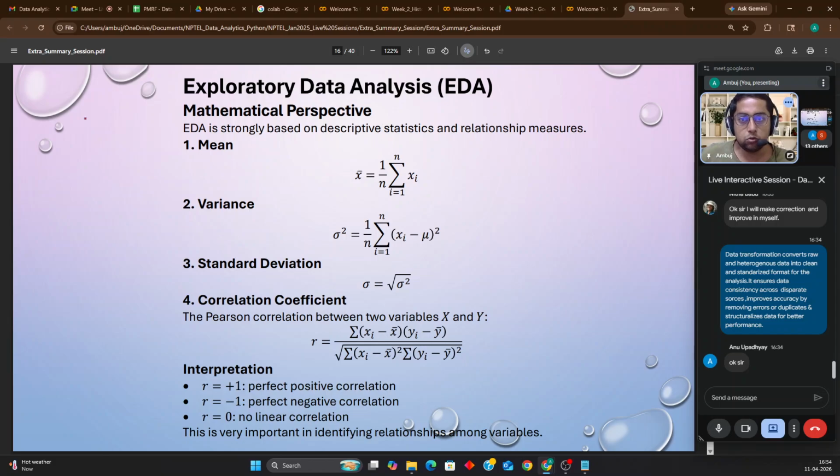In EDA, you already know the mean. You go for variance. Variance is sigma square, that is 1 upon n, summation of xi minus mu whole square, and you do this summation from i equal to 1 to i equal to n for all the values. Standard deviation is the square root of variance, or variance is the square of standard deviation. Variance is represented by sigma square. The standard deviation is represented by sigma, which is the square root of variance.